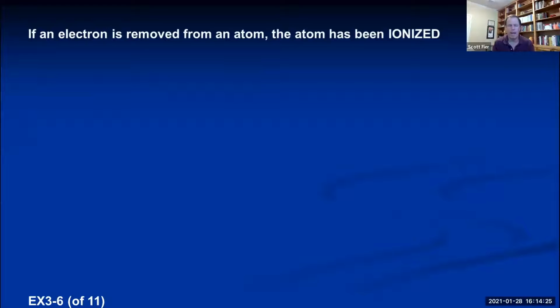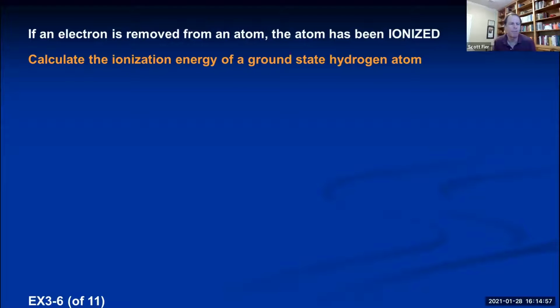Now, one other thing I'm going to ask you to do in the post-lab question today is calculate the energy needed to ionize an atom. So what does that mean? If an electron is actually removed from an atom, so it doesn't just go from a low orbit to a high orbit, it goes from an orbit pulled completely out of the atom, we say that atom has been ionized. And it's going to take a certain amount of energy to actually do that. And so we're going to see if we can do an example where we calculate the energy needed to ionize a particular atom. So here's the example we'll do.